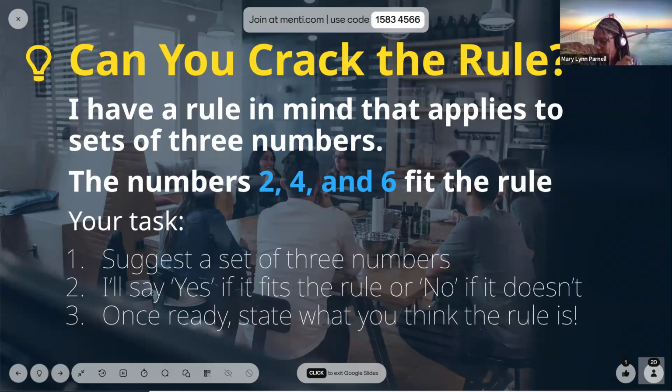Any more rules? Or any more answers to try to crack this rule? 4, 8, 16, yes. Other guesses? 5, 10, 15, 1, 2, 4. All right, we'll get a couple more. And then as you're thinking about it, what do you think the rule is? So you can go ahead and put that in the chat or just say it out loud if you'd like.